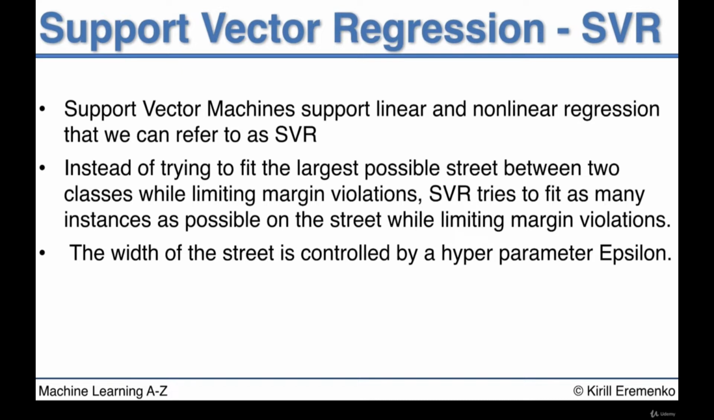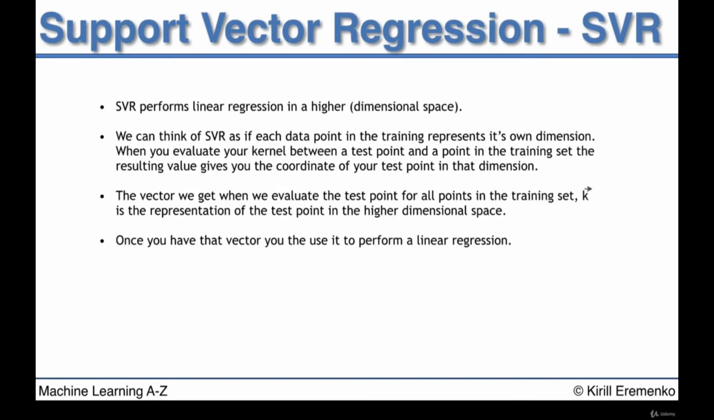If you imagine a street for our example, instead of trying to fit the largest possible street between two classes while limiting margin violations, SVR tries to fit as many instances as possible on the street while limiting margin violations. Also, the width of the street is controlled by a hyperparameter referred to as epsilon. We're going to take a look at a visualization in a moment to help reinforce that, but just keep it in mind for now and let's delve a bit further.